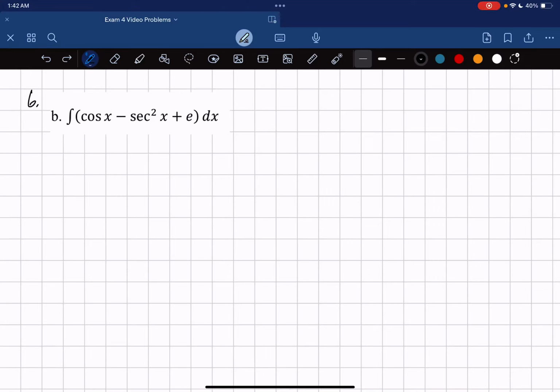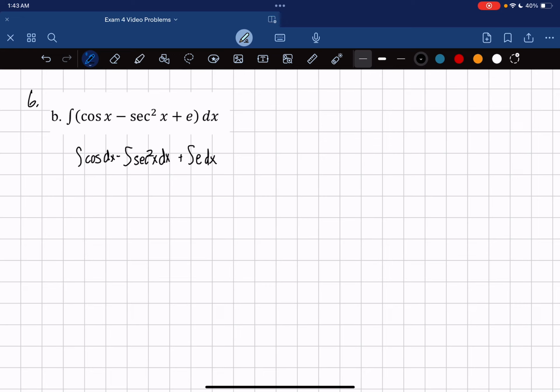For number 6, parts B and D of exam 4, we're evaluating the following indefinite integrals. First, for part B, we are given 3 terms of this integral. The first thing we can do is distribute this integral property and then separate it to each term, granting us the integral of cosine x dx minus the integral of secant squared x dx plus the integral of e dx.